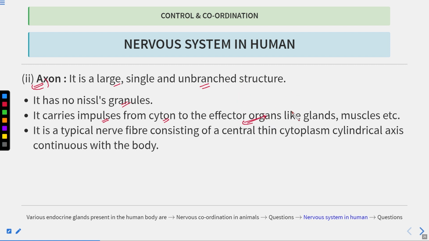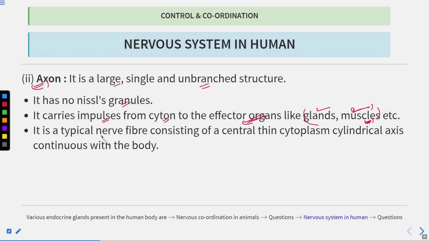What are effector organs? Examples are the glands as well as the muscles. What is an effector organ? An organ which shows the effect that is generated in response to the stimulus. So whenever the muscle receives the motor information from the spinal cord, the muscle can move. It will contract or relax, and then the person can remove their hand if they are touching any hot object.